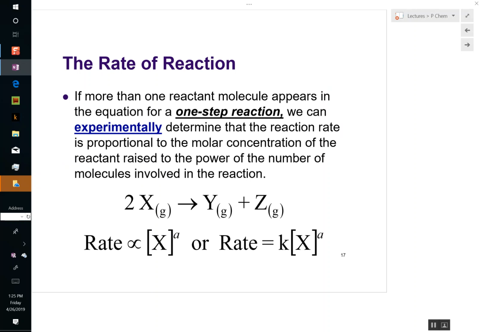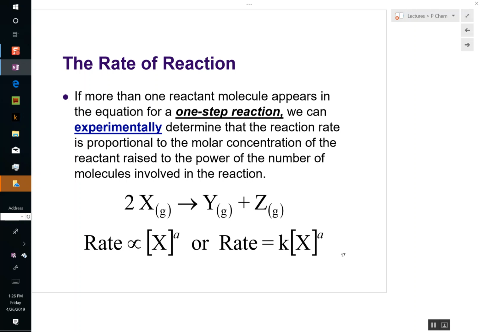Concentration, catalysts, temperature. There are some really key variables in reactions. If more than one reactant molecule appears in the equation for a one-step reaction, we can experimentally determine that the reaction rate is proportional to the molar concentration of the reactant raised to the power of the number of molecules involved in the reaction. Rate proportional to the concentration of X to some power A.